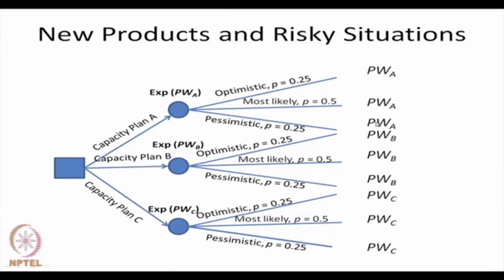Once you estimate the present worth associated with the three possibilities, then we can find out the expected value of present worth of capacity plan A. How do we find it? We multiply this value, which is a numerical value, with 0.25, add to this the product of 0.5 and PWA calculated for the most likely demand scenario, plus the product of 0.25 into the present worth associated with this pessimistic scenario. And whatever we get, that is the expected value of the present worth of capacity plan A.